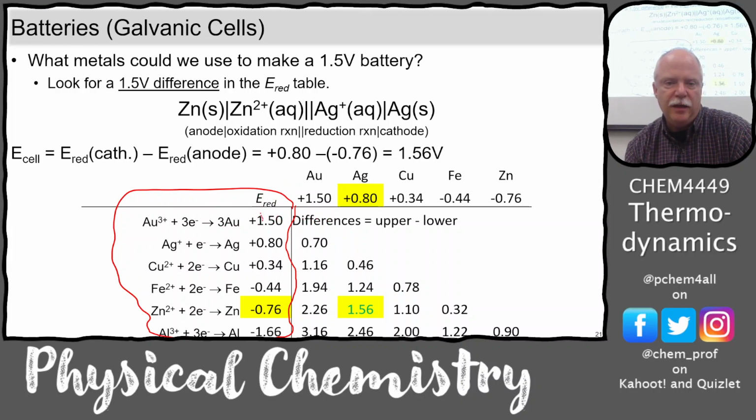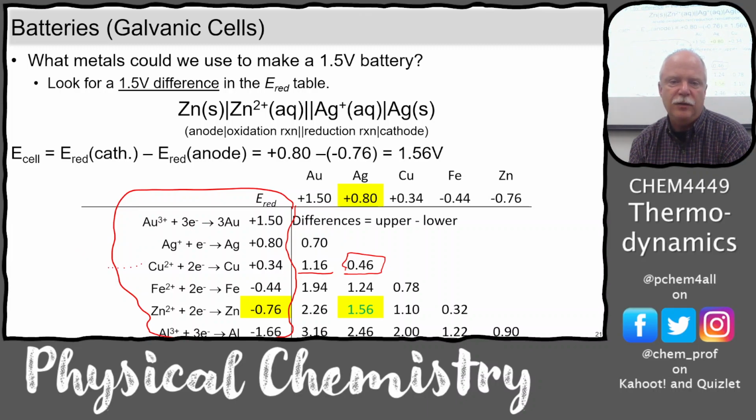And so if we take the 1.50 and we subtract the 0.8, we get 0.7. So that's gold going forward and silver going backwards. Okay, gives us a 0.7 volt cell. Gold going forward and copper going backwards would give us 1.16. If we took silver, so 0.8 minus 0.34, that would be the difference between the silver potential. Okay, so we just make a little table of all of these differences, and that will tell us all the possible voltages we could get out of that reduction potential table.